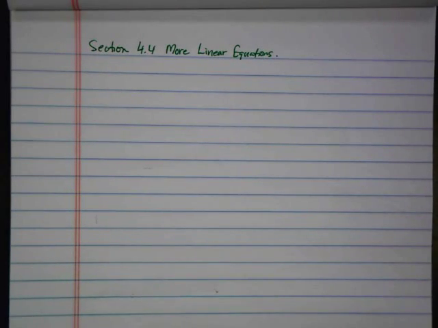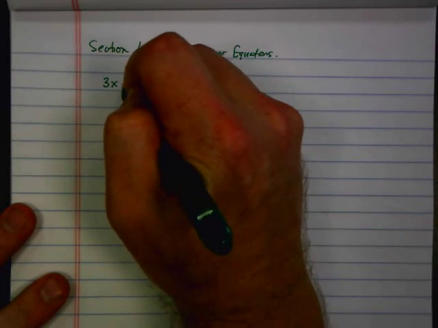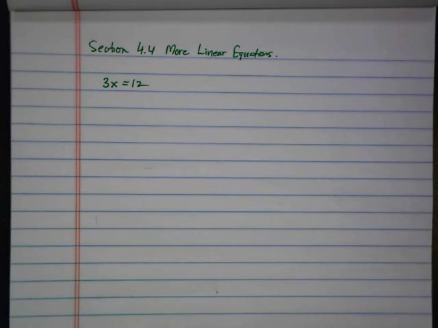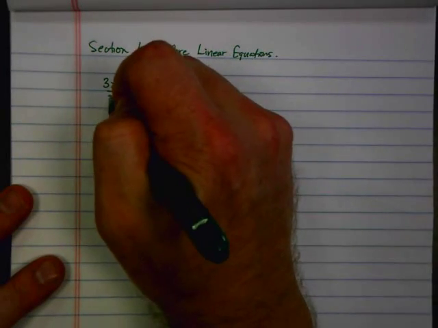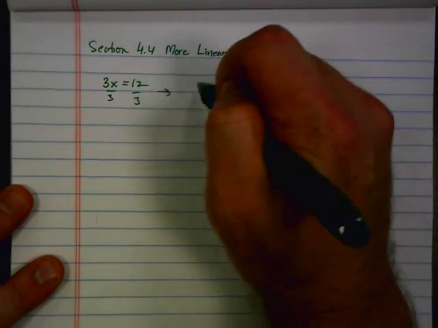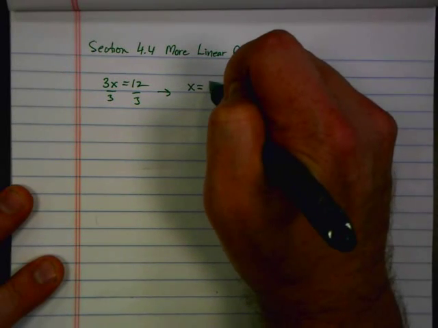All right, the other day we talked about solving linear equations. We talked about solving some real simple linear equations. We had things like 3x equals 12. How do you get the x all by itself? Divide both sides by 3. So we divide both sides by 3, and we get x is 4.